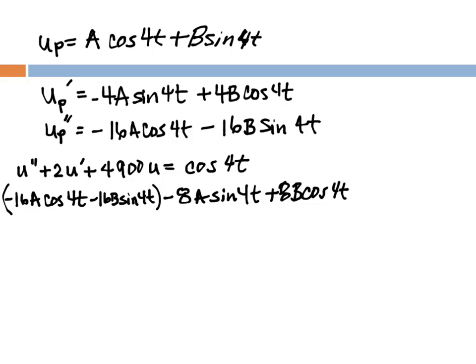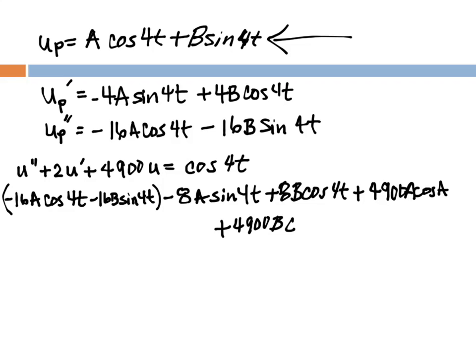And then the last one needs to be 4,900 times this one. But none of them have coefficients already, so we just have 4,900a and 4,900b. Not 490, 4,900, sorry. Cosine a plus 4,900b. Yes, I got my variable in the right spot. Thank you. And then b cosine sine 4t, and all of this is supposed to equal cosine of 4t.